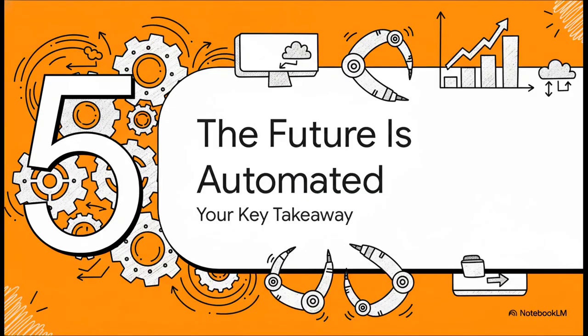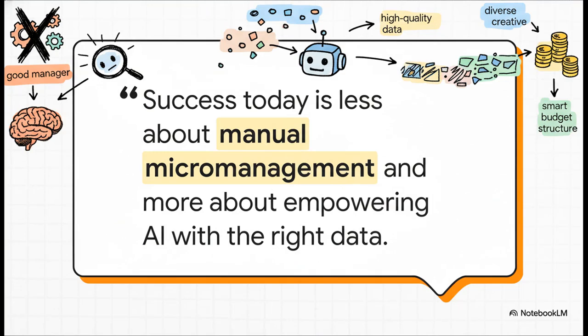This all leads us to our final section, and honestly, our biggest takeaway. Section 5. The future is automated. If there's just one single thing you walk away with today, I want it to be this. Let that sink in for a second. The game has totally changed. It's not about being in the weeds, tweaking a million tiny settings anymore. Your new job is to be a great manager of the AI. You feed it good data, you give it great creative, and you set up a smart budget. Then you let it do its thing.